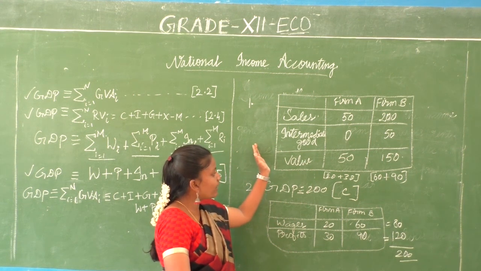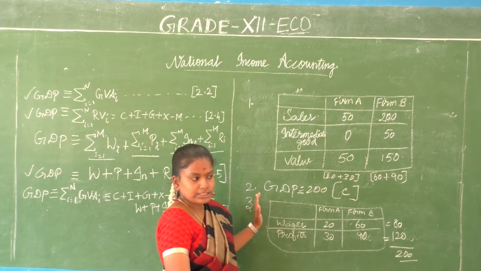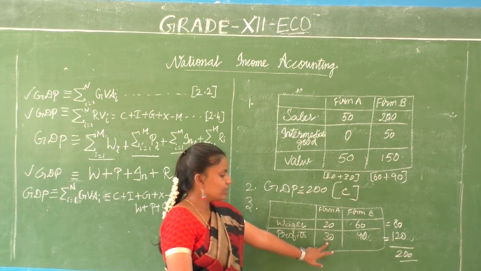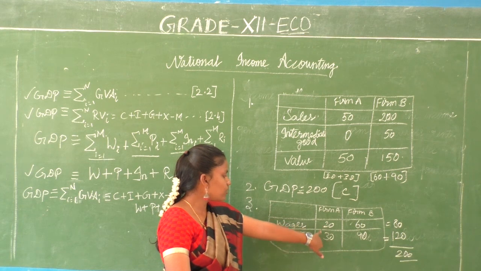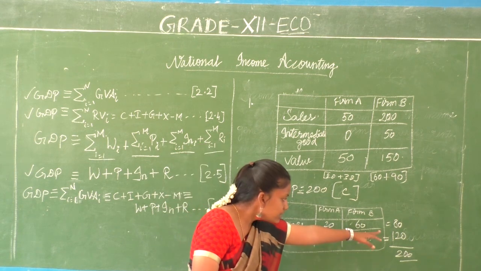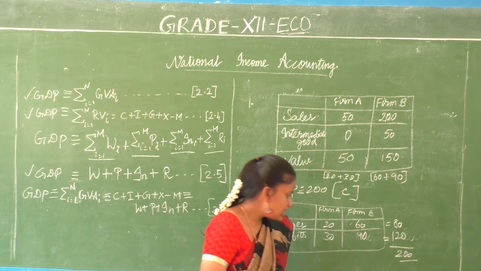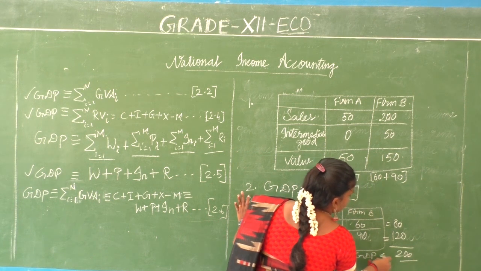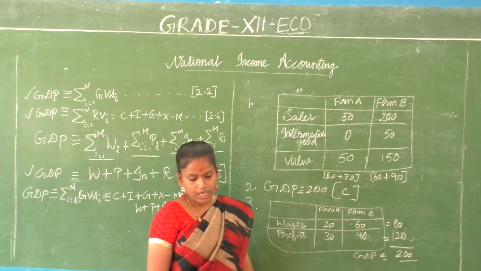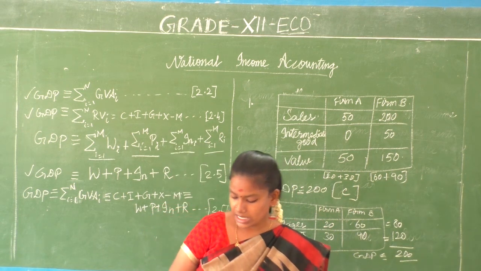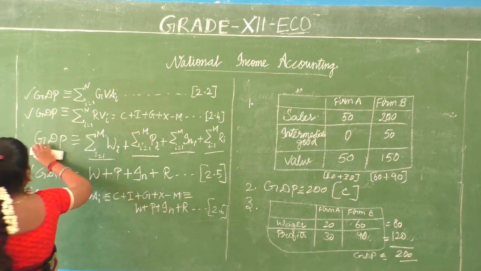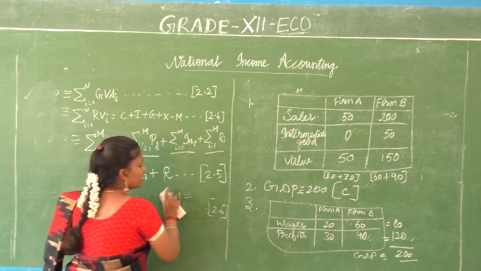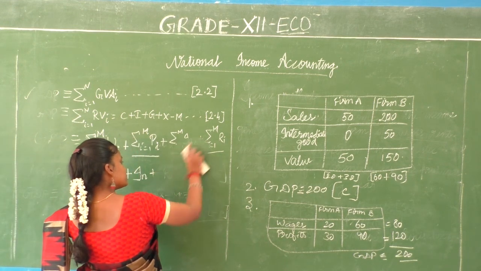This is the value added method. The second method is the expenditure method. The third method is the income method. Whatever incomes we have heard about, the factor cost is also added here, and we have calculated the GDP, which is 200. Clear? What are we going to do? In the income method, how do you calculate it? What are the steps you need to calculate the income method?